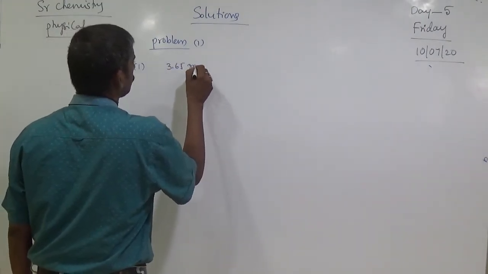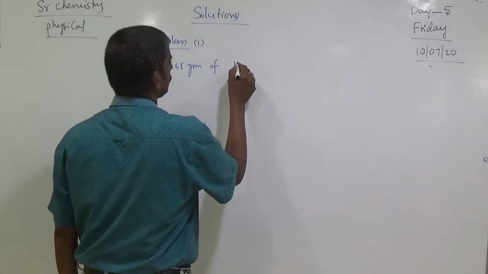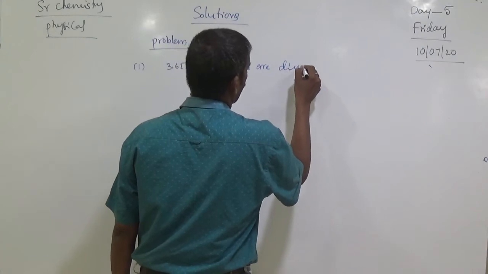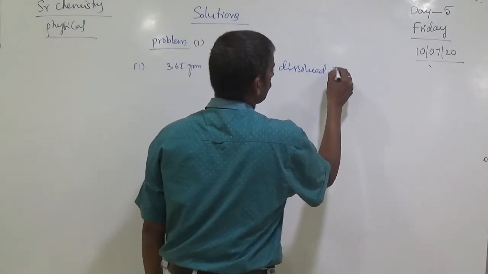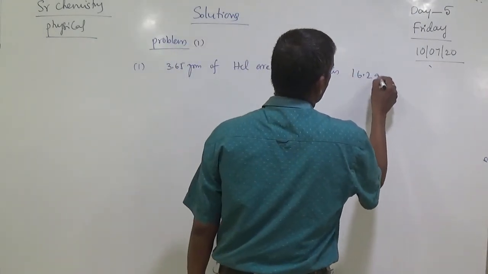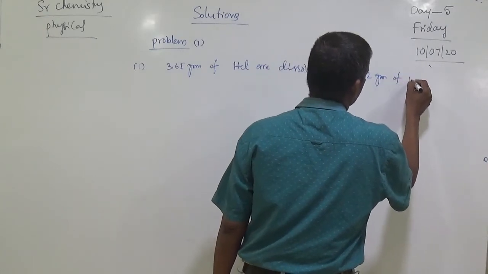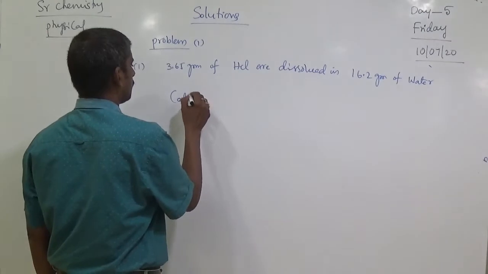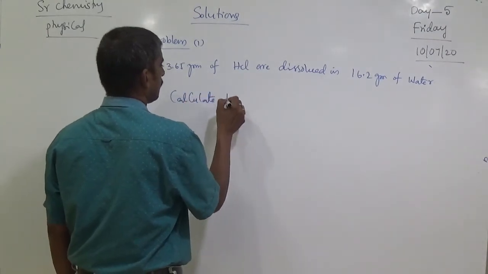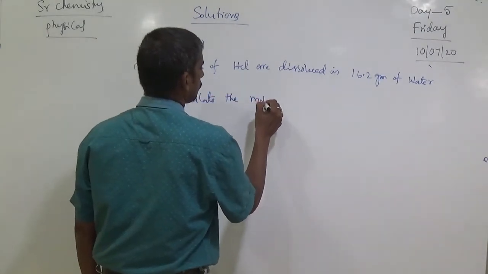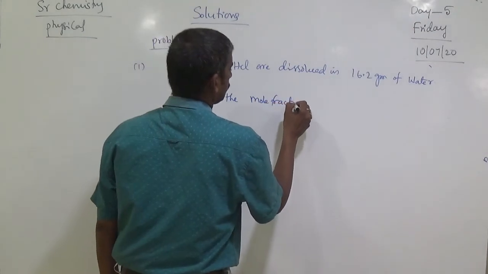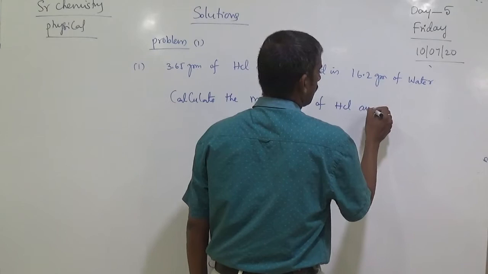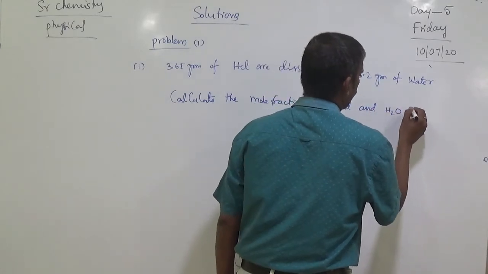3.65 grams of HCl are dissolved in 16.2 grams of water. Calculate the mole fraction of HCl and water.